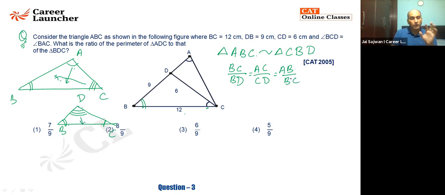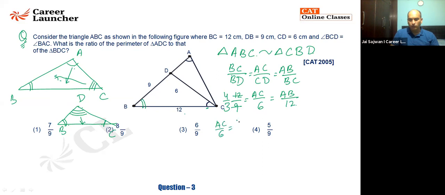Because the two triangles are similar, the ratio of the sides will come out the same. Now look at BC. How much is BC? That is 12. How much is BD? That is 9. How much is AC? I don't know. How much is CD? CD is 6. How much is AB? AB, I don't know. How much is BC? BC is 12. I know the ratio of this: 3 threes are 9, 4 threes are 12. So I'll say it is 4:3.